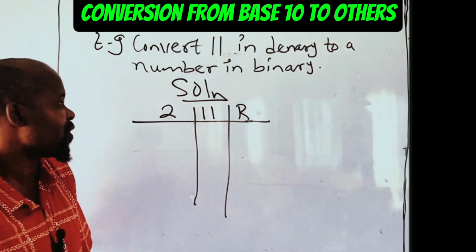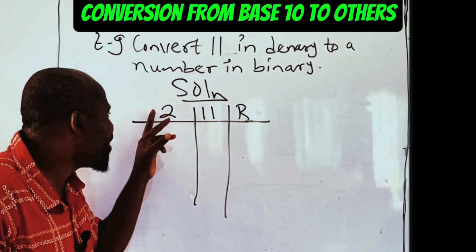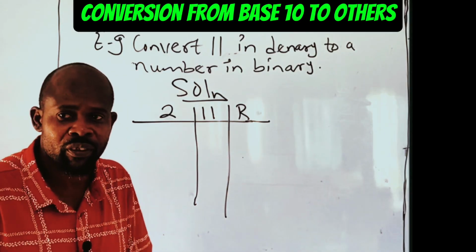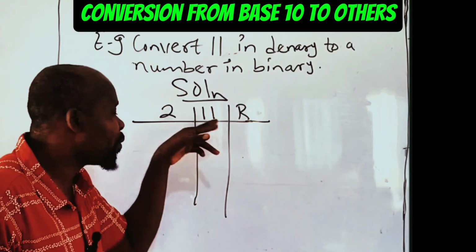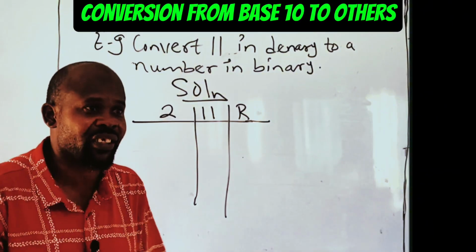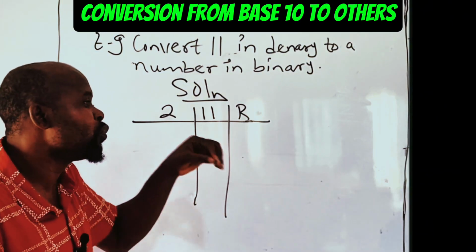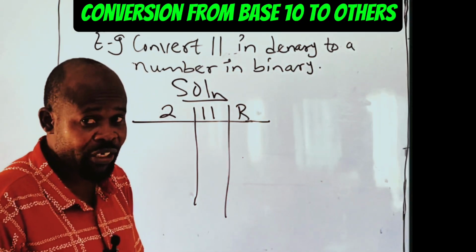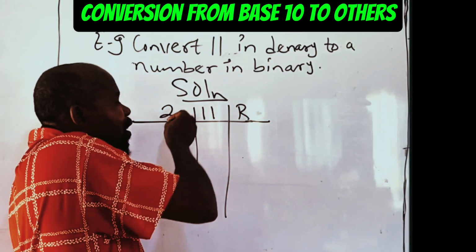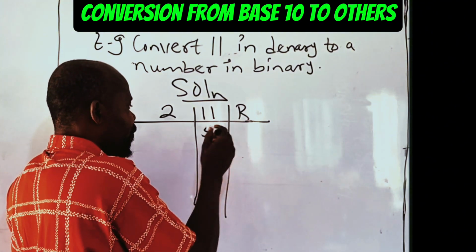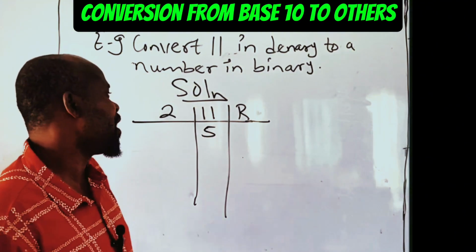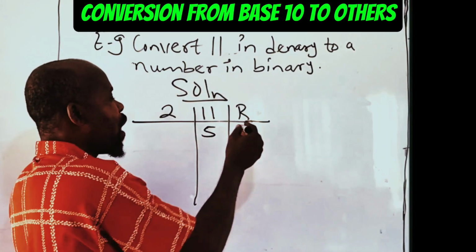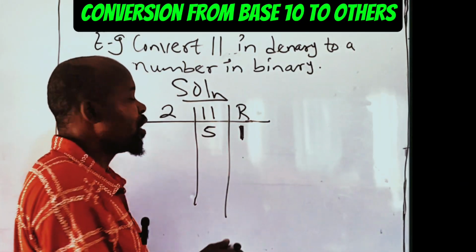So how do we go about this? This is how we go about it. How many 2s do we have in 11? How many times can 2 go into 11? We check. 2 goes into 11 5 times. That is to say, there are multiples of 2 in 11 up to 5 times. So that 5, you write here. How do you know the remainder? You just say 2 times 5 is 10. The difference between the 10 and 11 is 1.